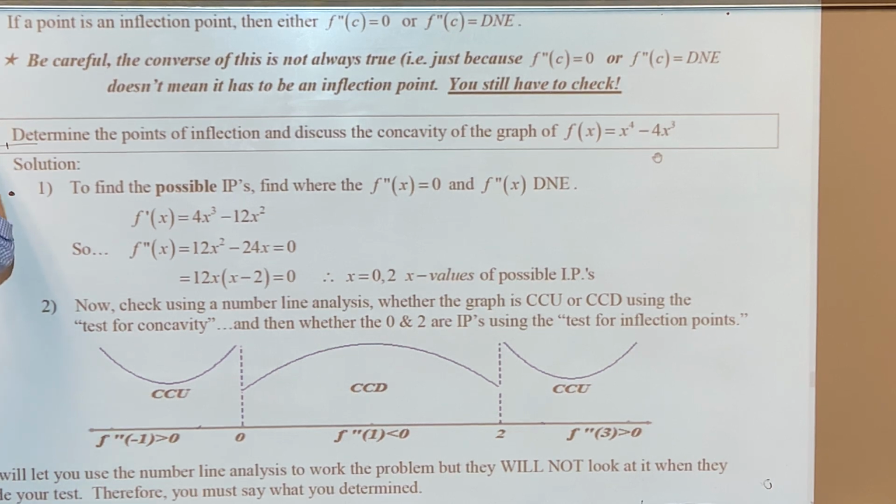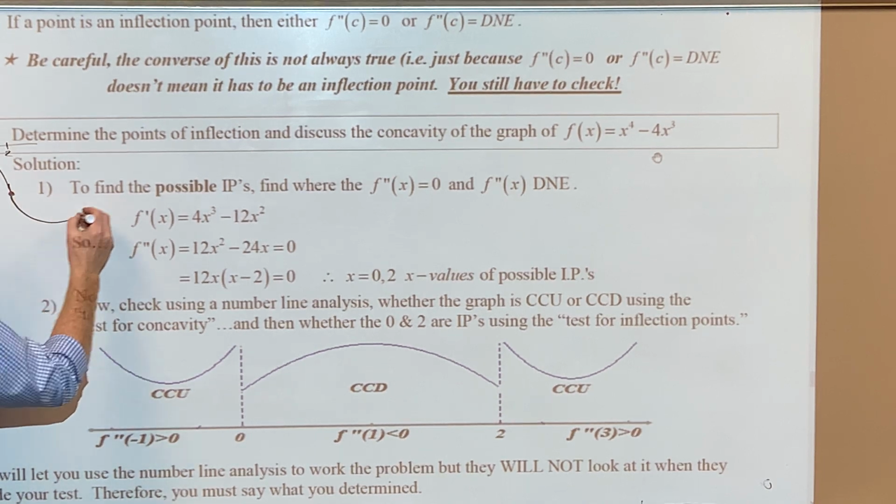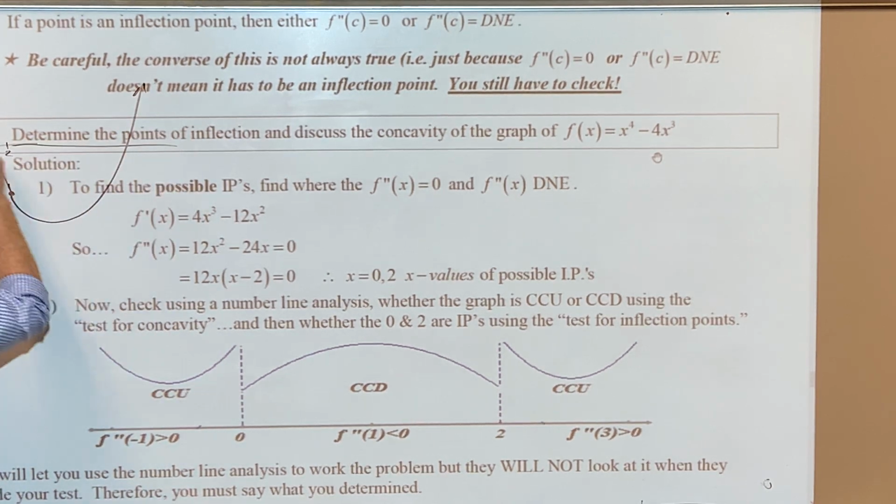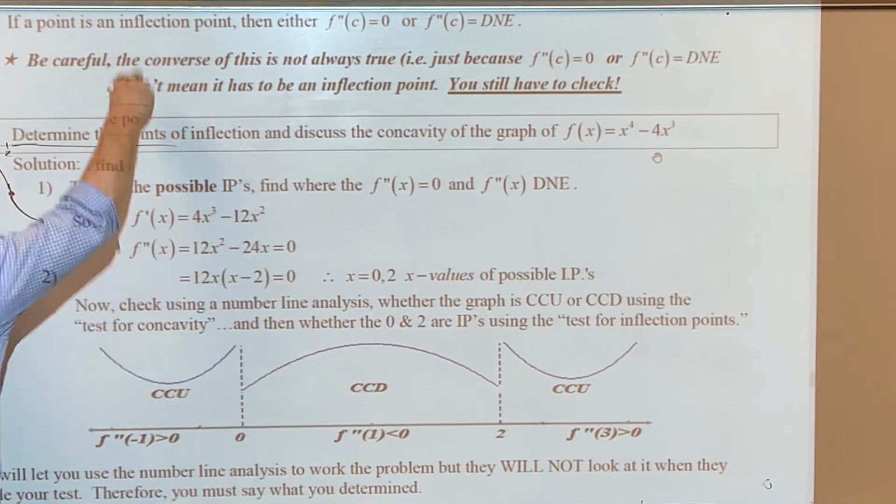Concave up. And then what is it from 0 to 2? Concave down from 0 to 2. And then the rest of the way it's what? Concave up. I bet it looks something like that. Concave down, concave up, concave down, concave up.